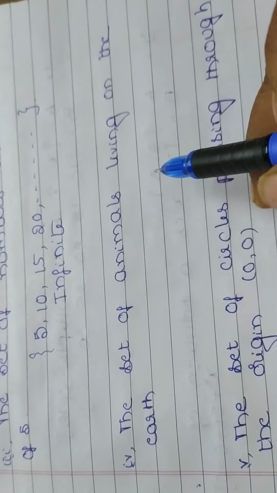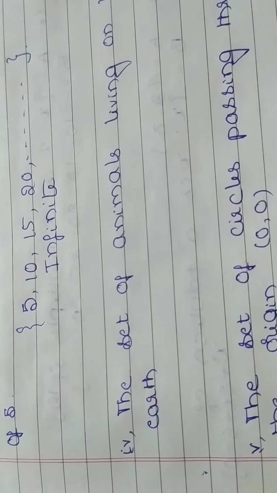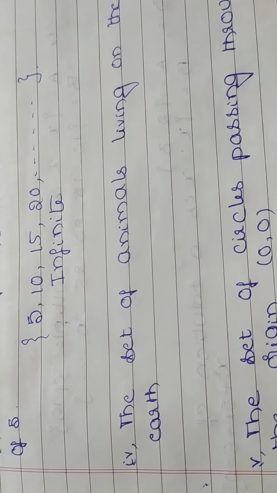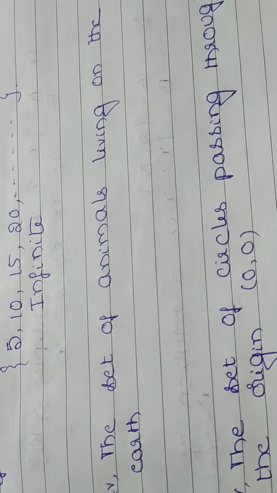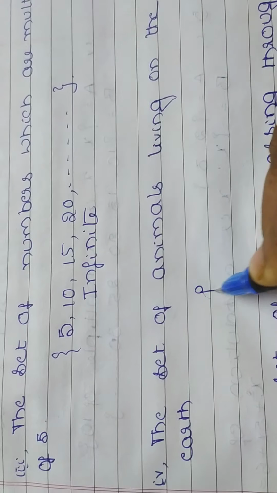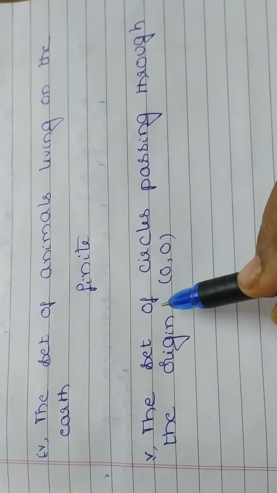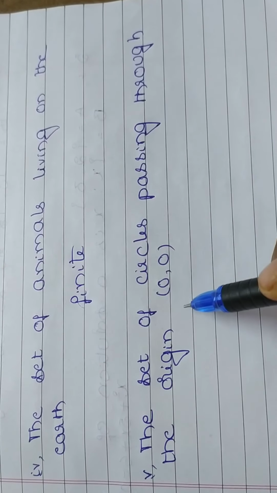Next, the set of animals living on the earth. This is also, if you go through any records, you will come to know that there are this many species of this many animals. So this is also a finite set.